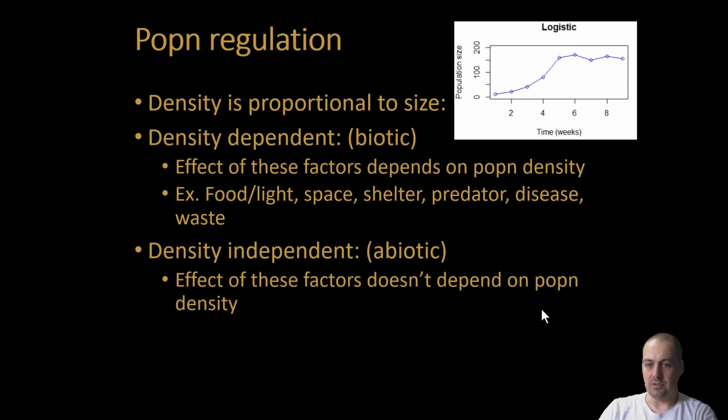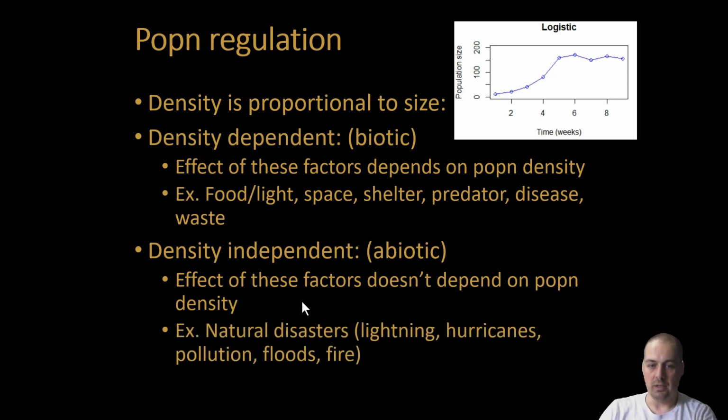Density independent factors, on the other hand, don't depend on density. So populations can be regulated by things like natural disasters, lightning, hurricanes, etc. And this is not going to depend on density. So if there is a forest fire somewhere and there happen to be two moose, both of those moose may be killed. If there are 100 moose, they may be killed. If there are 160 moose, they're going to be killed. So it has nothing to do with the density, but it is a method of population regulation.